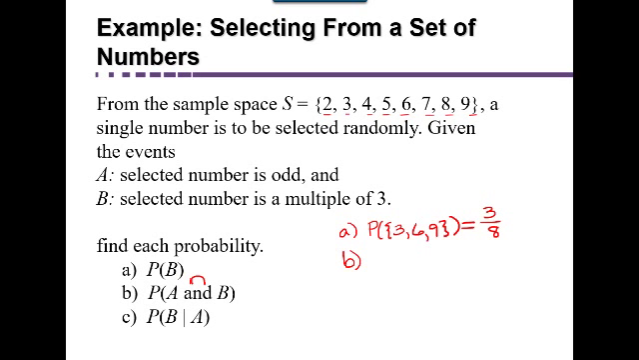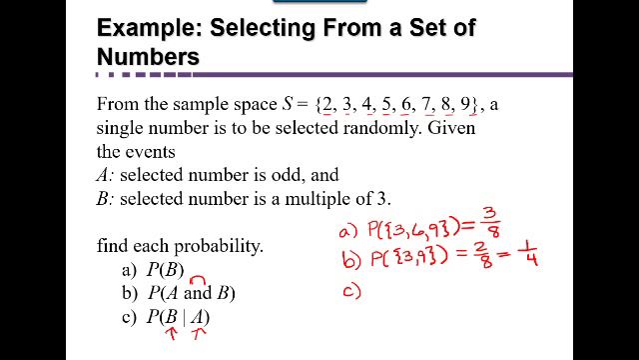Okay, part B asks us to find the probability of A and B happening. All right, so the probability of A and B, remember, and is intersection, it's the overlap. So for A, we're looking for the number to be odd, and for B, we're looking for a multiple of 3. So which of the multiples of 3 are also odd? Just the 3 and the 9. So for part B, we're looking for the probability of the 3 or the 9 being drawn. So that's going to be 2/8 or 1/4. Now part C is very different.